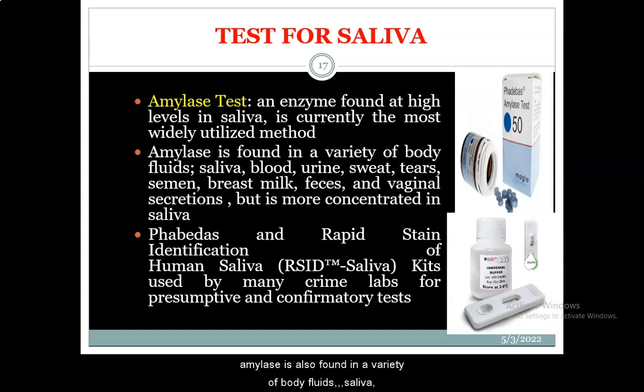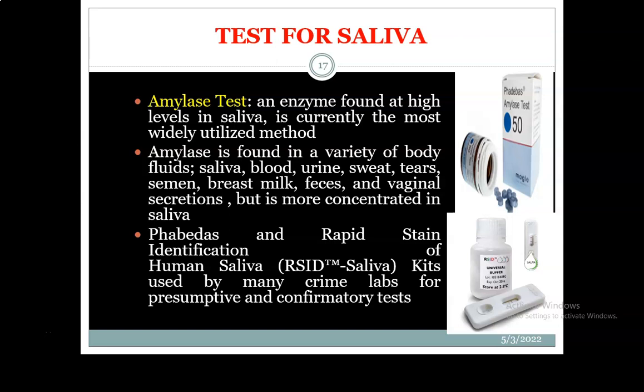Amylase is also found in a variety of body fluids: saliva, blood, urine, sweat, tears, semen, breast milk, feces, and vaginal secretions, but is more concentrated in saliva. Rapid stain identification kits for human saliva are used by many crime labs for presumptive and confirmatory tests. So these are commercial kits, as you can see from the picture.